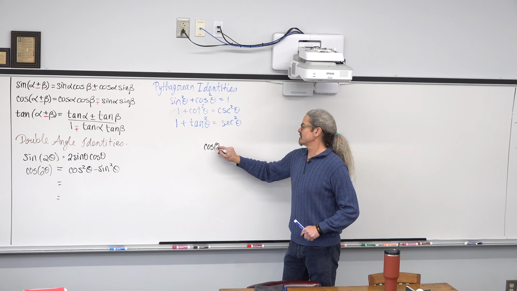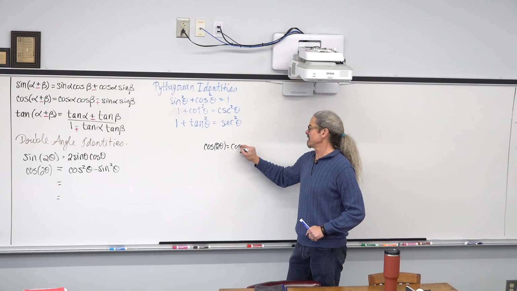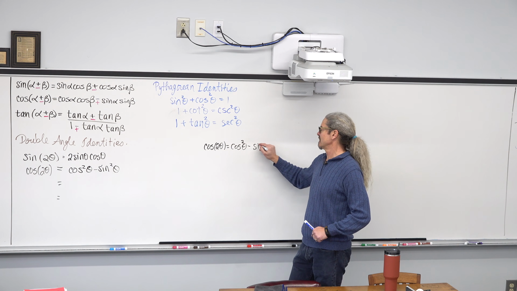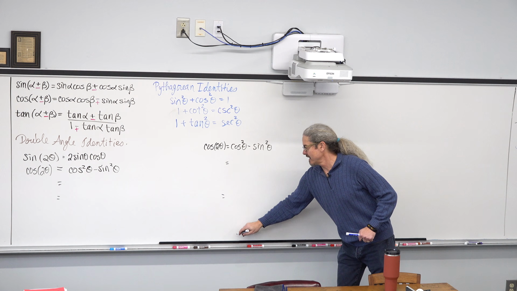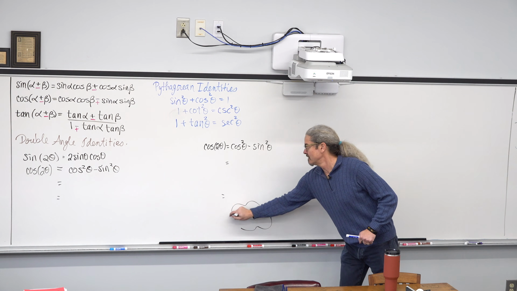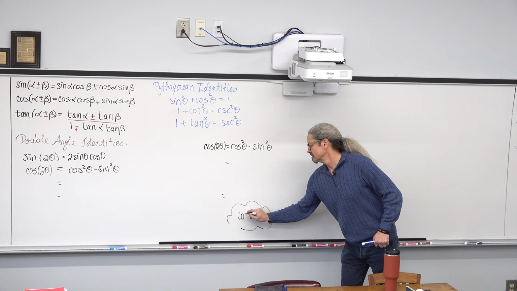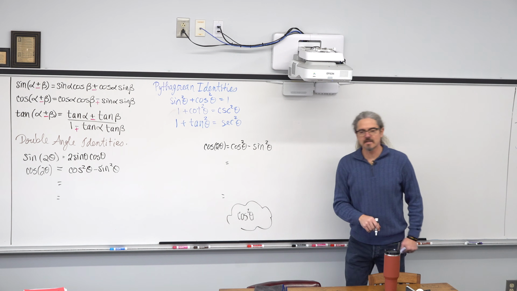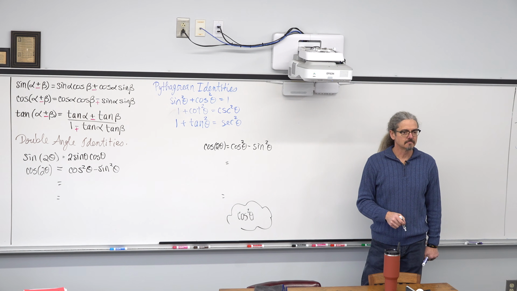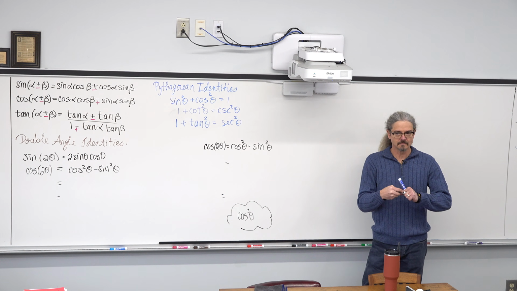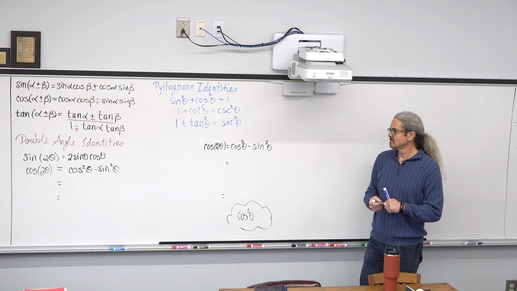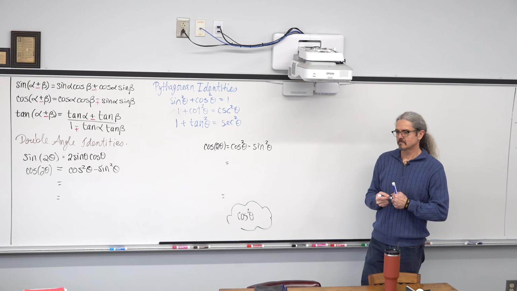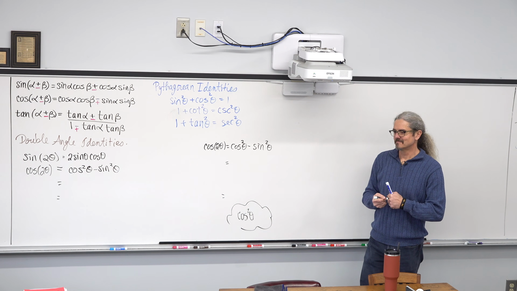We have the cosine of 2 theta is equal to cosine of theta squared minus sine of theta squared. There is a version that is only in terms of cosine of theta squared. How are we going to get there? Karina? Well, sine of theta squared is 1 minus cosine.